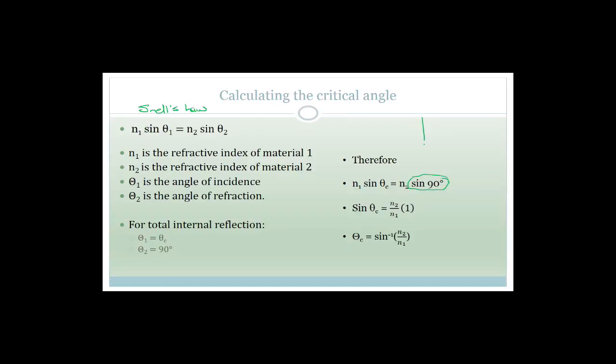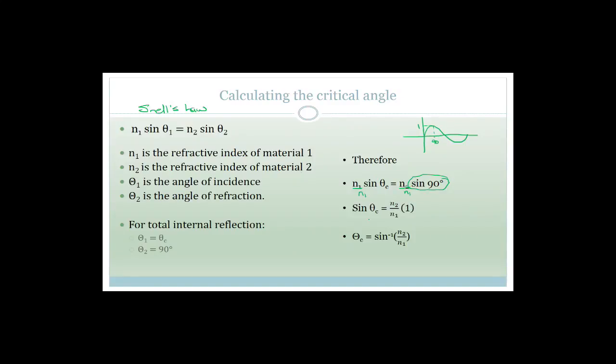Think about your sine graph. It goes like this, where that is 90 degrees and the amplitude is 1. So sine of 90 is 1. So then sine theta c is equal to n2 divided by n1. We just divided both sides by n1.